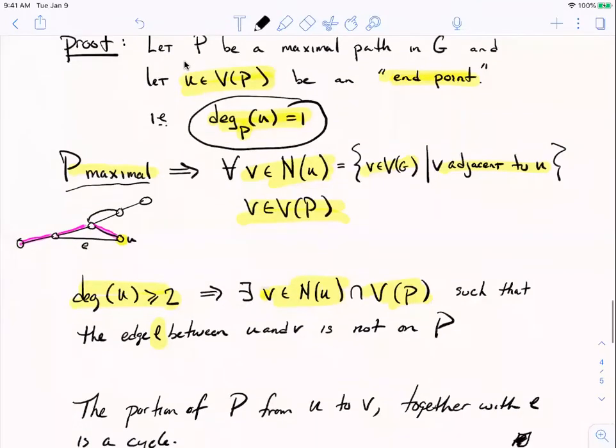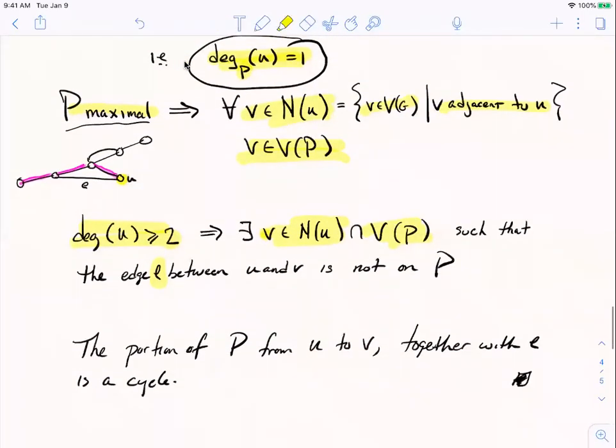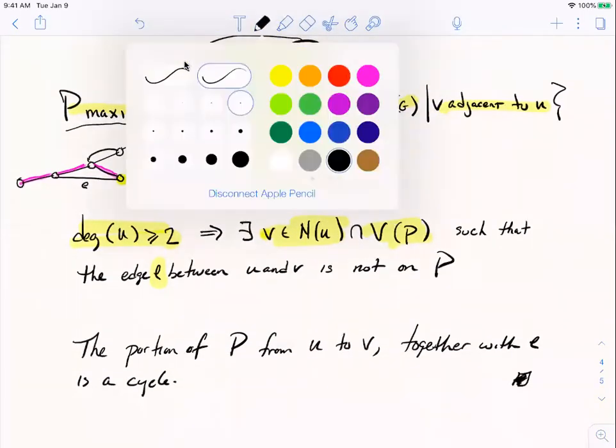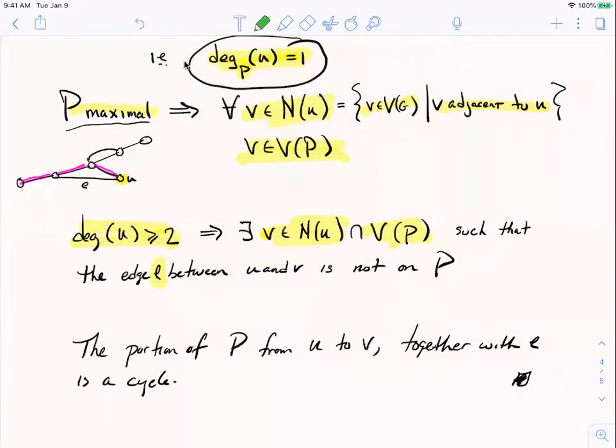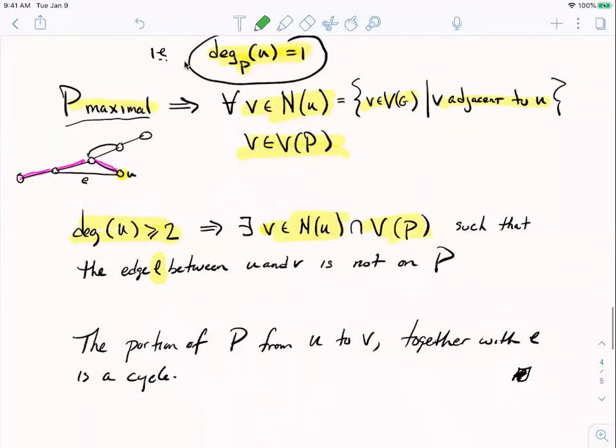Okay? And now I'll just switch colors to indicate as I'm drawing it. This is the portion of P from U to V. So I'm going to just sort of shade that in green. The portion of P, sorry, from U to V, because I know there is such a portion. V is an element of the vertex set of this path. Together with this edge E that goes back to U, that's your cycle.